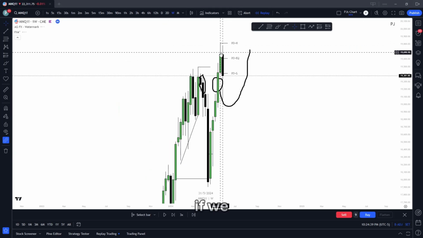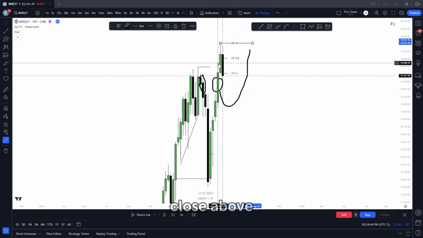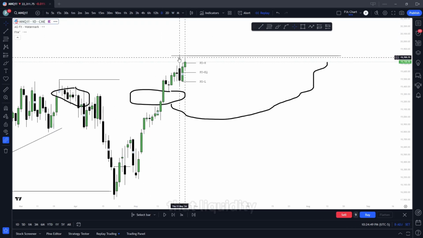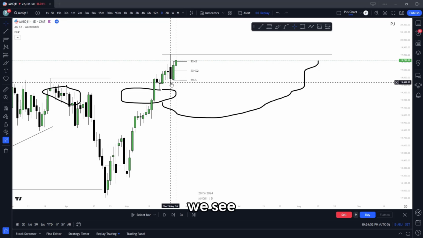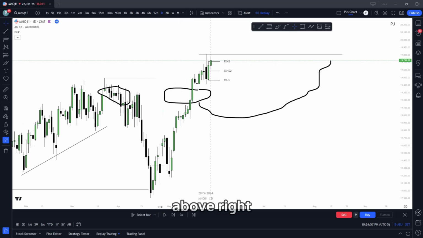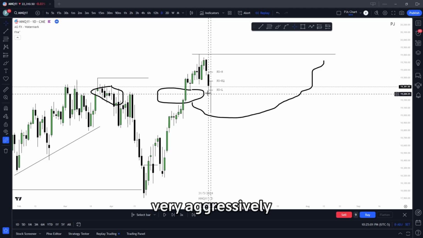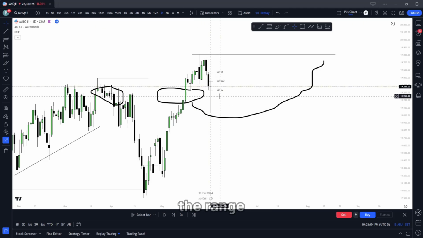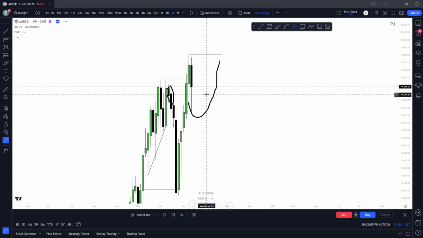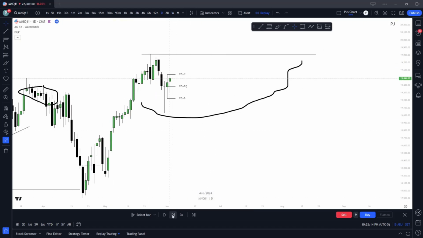liquidity, right? If we look on the weekly, leaving that previous week high liquidity with a close above our previous week highs liquidity. So we look on the daily, we see that liquidity above, we see a thick down closure candle, or excuse me, we see a reaccumulation above, right? And what do we do? We sweep our lows very aggressively, right? Close back inside of the range, use our previous week's fair value gap to then support price from an internal to an external standpoint.